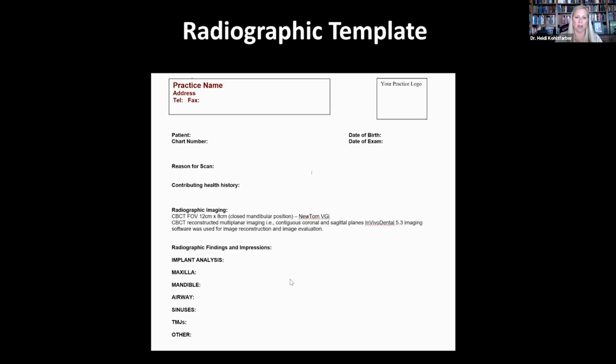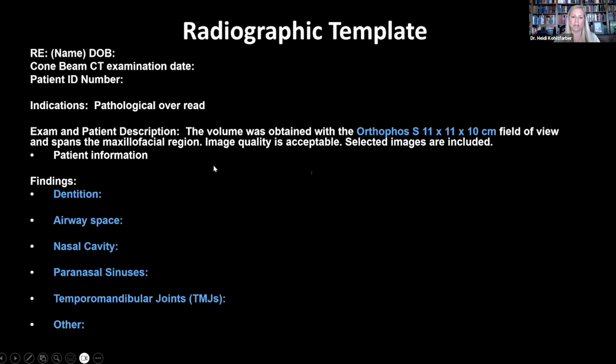All right, so here are some radiographic templates. You do want to go ahead and put something in your chart to say, hey, I did read this. And so this was an example for an implant analysis. So we could look at maybe maxilla, mandible, airway, sinuses, TMJ. We're going to talk about what radiographic image was taken, the field of view, our contributing history, our reason for the scan, our justification for moving into that.